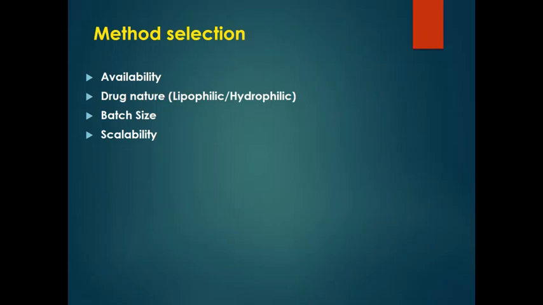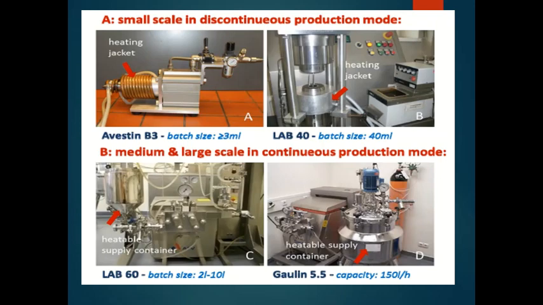These are some equipments which are used. I told you about high pressure homogenization. This is the Avestin B3, where you can prepare greater than or equal to 3 ml up to 10 ml. This is a pilot plant batch model where you can prepare 40 ml on the same high pressure homogenizer principle. This is what you call production scale, 2 liters to 10 liters, and this is a very large one, where you can prepare 50 liters per hour.